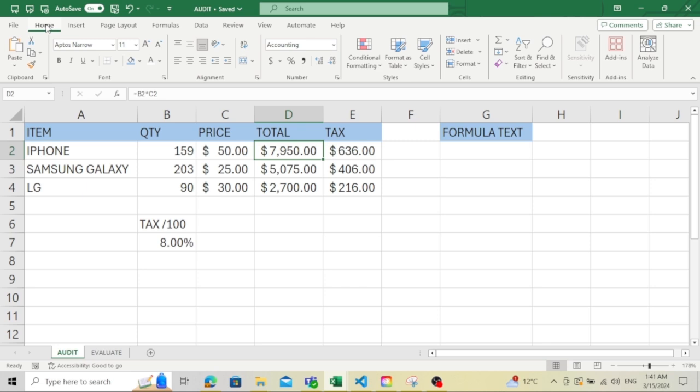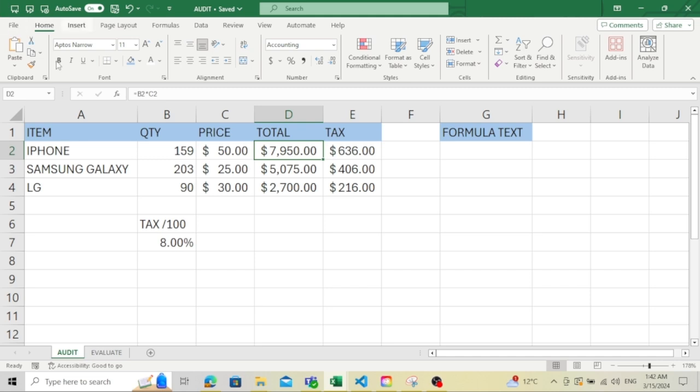In today's video, we are talking about auditing tools, how to use auditing tools. We're going to look at how to display dependents, how to use precedent arrows, how to remove dependent and precedent arrows, and how to evaluate a formula.